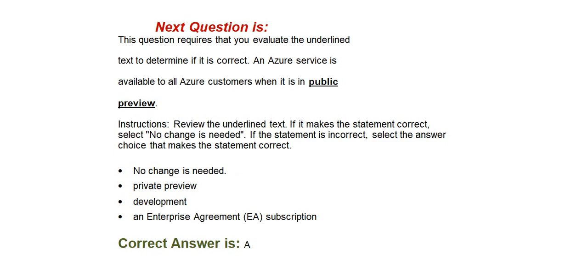Next question is, this question requires that you evaluate the underlying text to determine if it is correct. An Azure service is available to an Azure customer when it is in public preview. Options are no change is needed. Option B, private preview. Option C, development. Option D, an enterprise agreement, EA, subscription. Correct answer is option A, no change is needed.